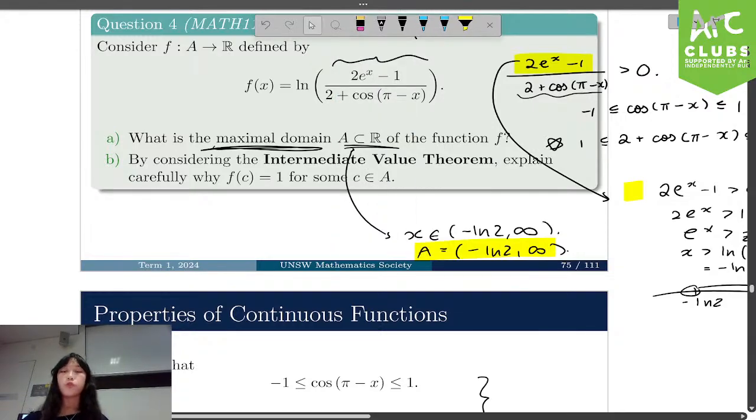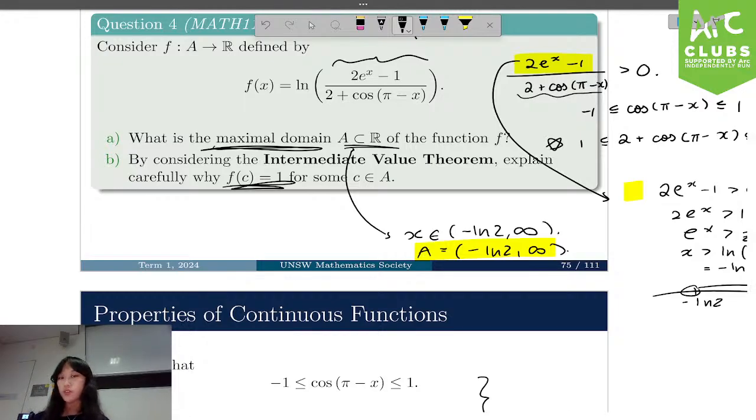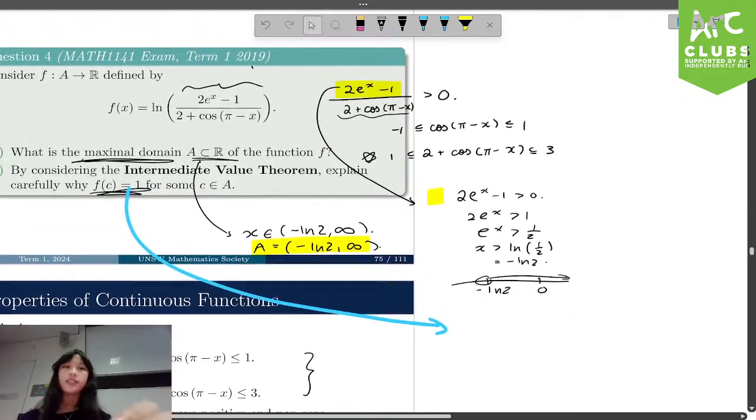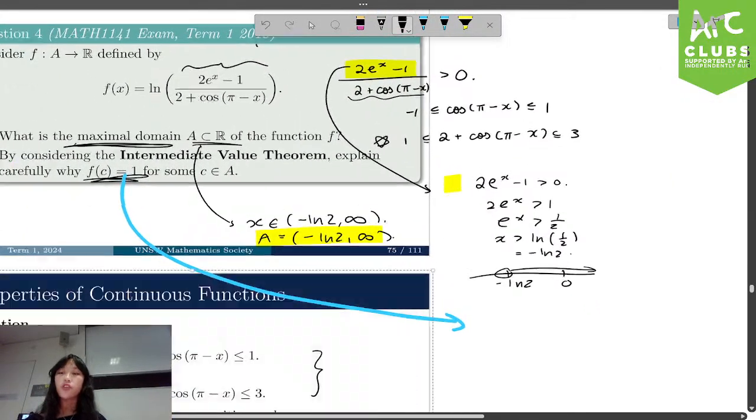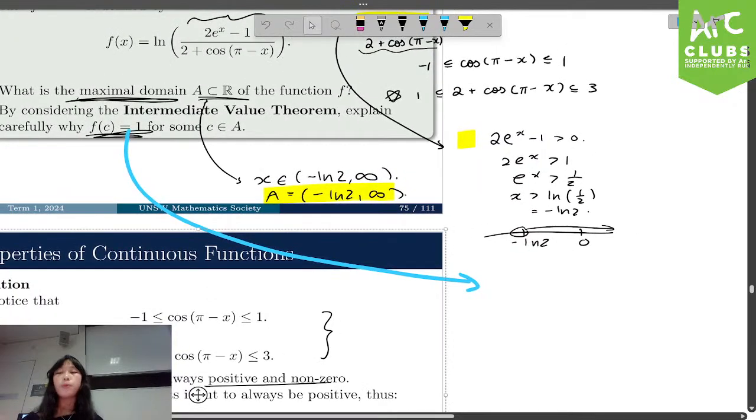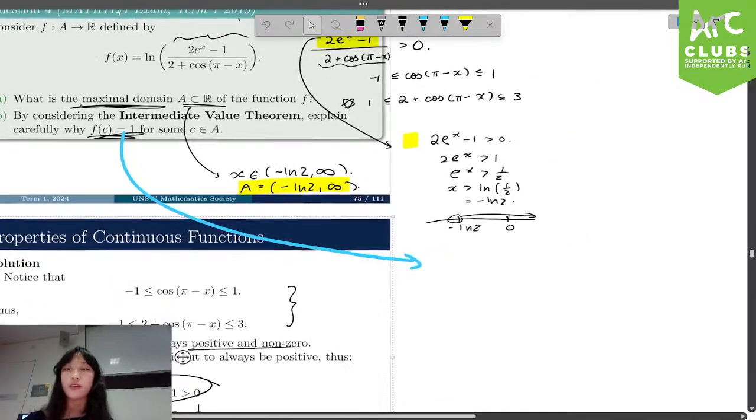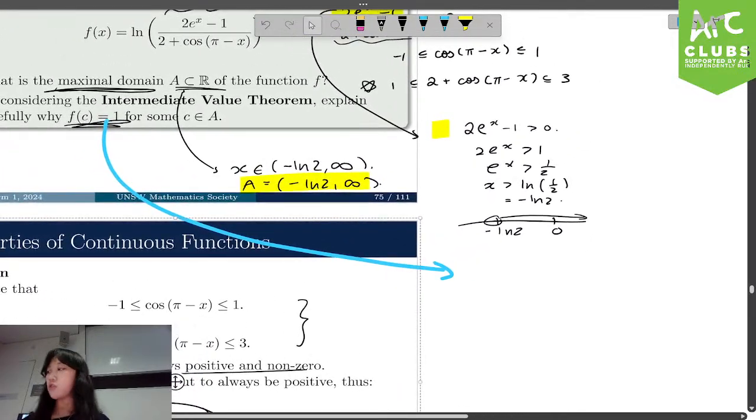The next part of the question is actually the more interesting part, where we're using the intermediate value theorem to explain why there is some value c in this maximal domain where f of c is equal to 1. Apart from the fact that they literally tell you to use the intermediate value theorem, a lot of things about this question are very characteristic of an intermediate value theorem question. They've basically said you want to prove the existence of some c in A. You don't need to prove it's the only one, just that there exists some c in A such that this is true.